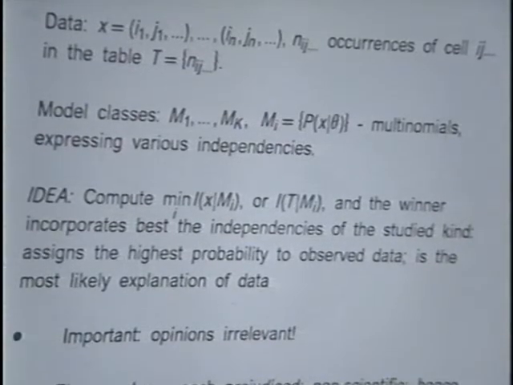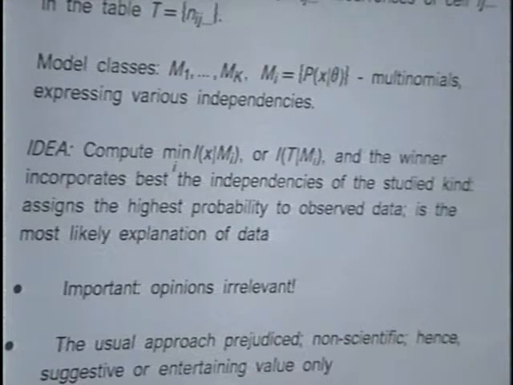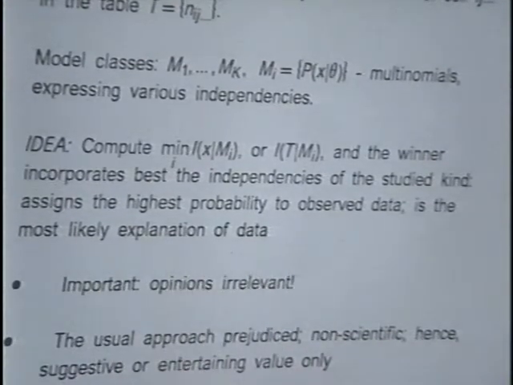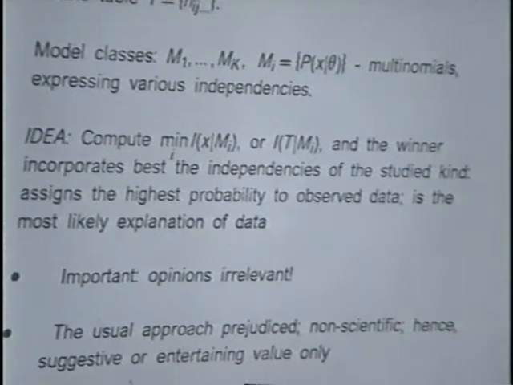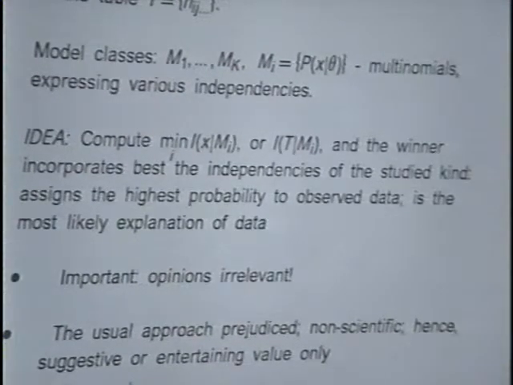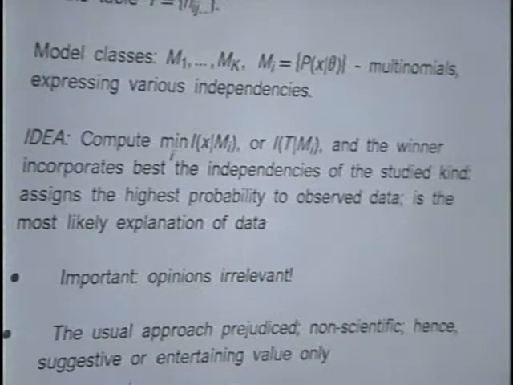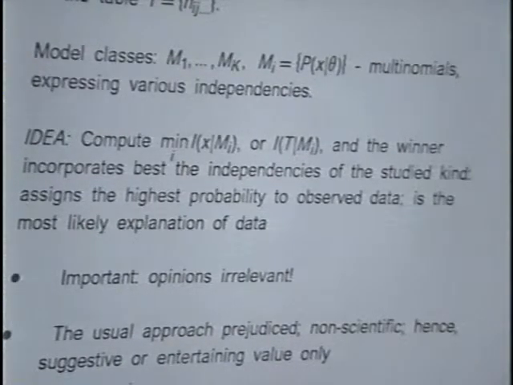The winner would then best incorporate all the independent study with that set of model classes. And it also assigns the highest probability and so on and so forth. Now the important thing about this is that the prior is irrelevant. No one asks for the investigator's opinion about what the constraints in the table are. That may offend someone, but on the other hand, it makes the whole approach what I see as scientific. The traditional approach is not scientific. You get whatever you like. And perhaps it has entertaining value, depending on what kind of demands you have.